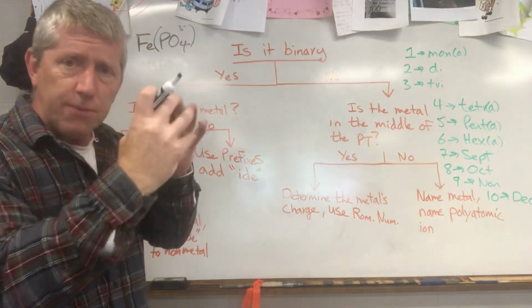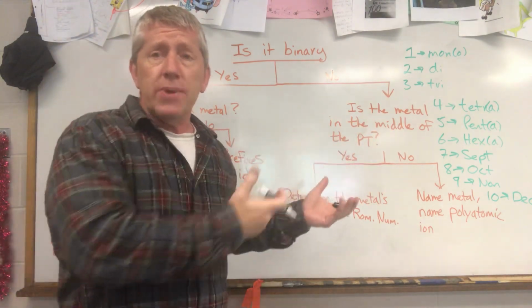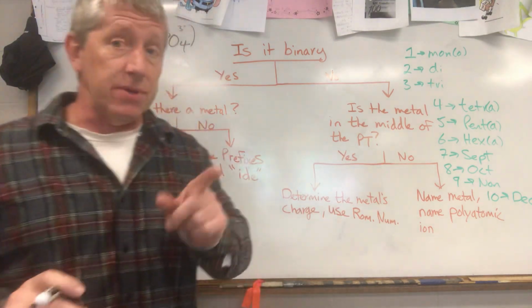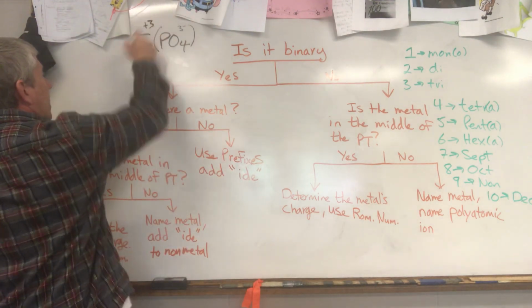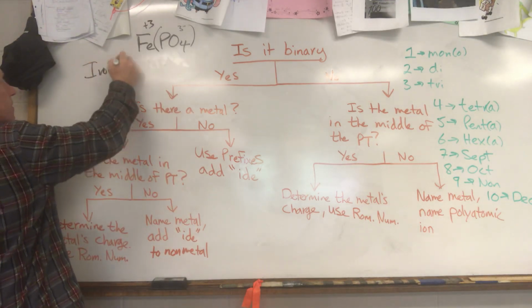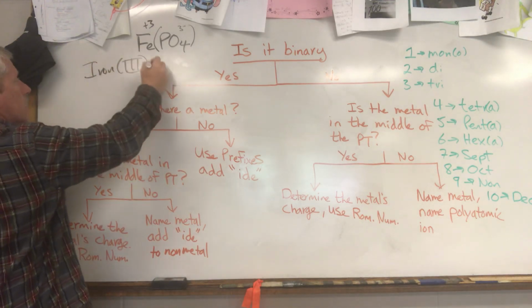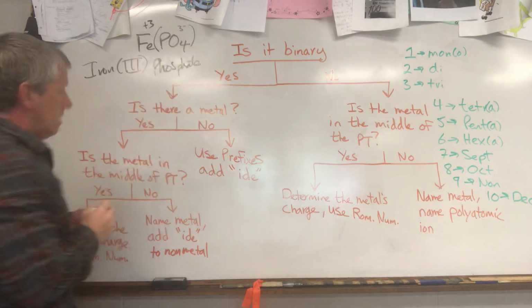That whole thing, -3. Nature likes balance. So what does the iron have to be using? The iron has to be using a +3 to balance the -3 of the phosphate. So +3. This is iron(III) phosphate. Okay, iron(III) phosphate.